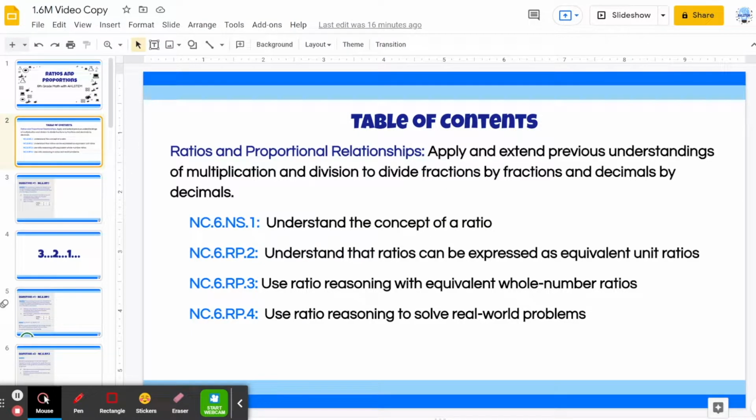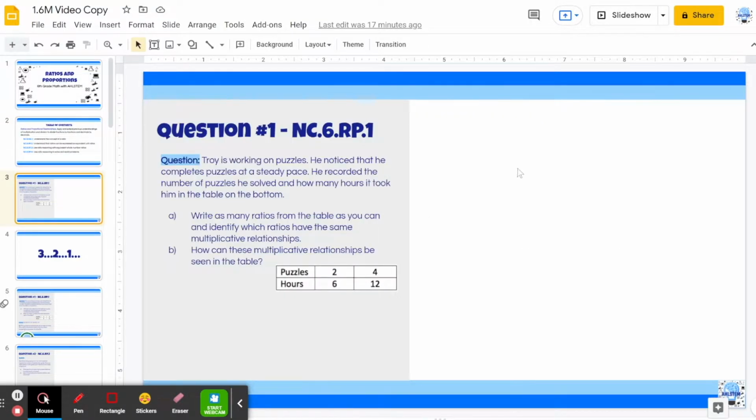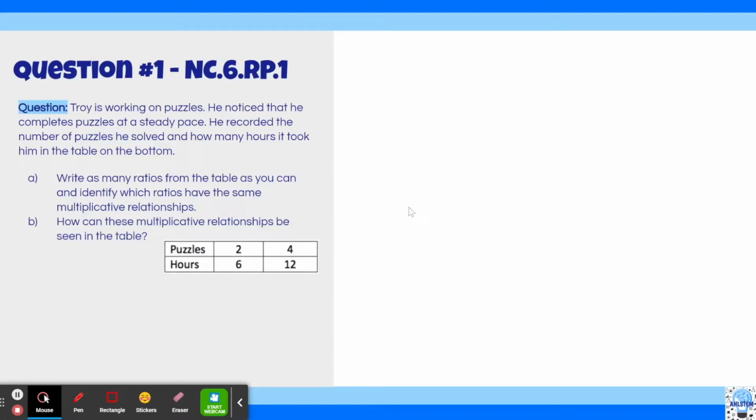Okay guys, so here are the topics we'll be focusing on today. First, we're going to understand the concept of a ratio through a couple problems. Next, we're going to see how ratios can be expressed as equivalent unit ratios. Then we'll use ratio reasoning with equivalent whole number ratios. And finally, we'll use ratio reasoning to solve real-world problems. So let's start with our first question.